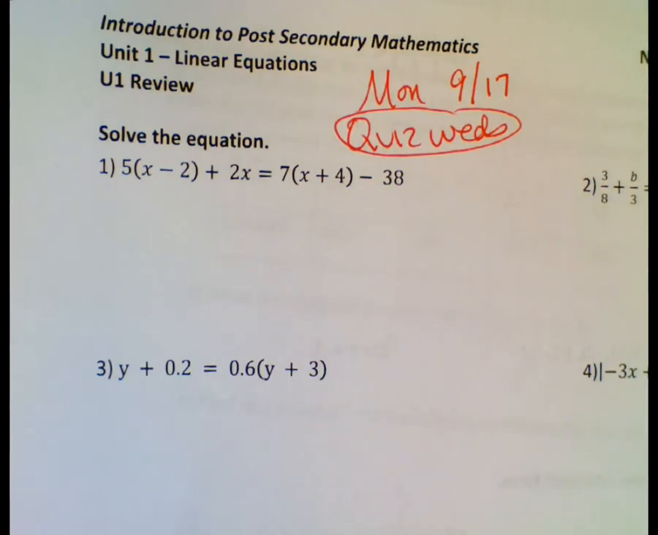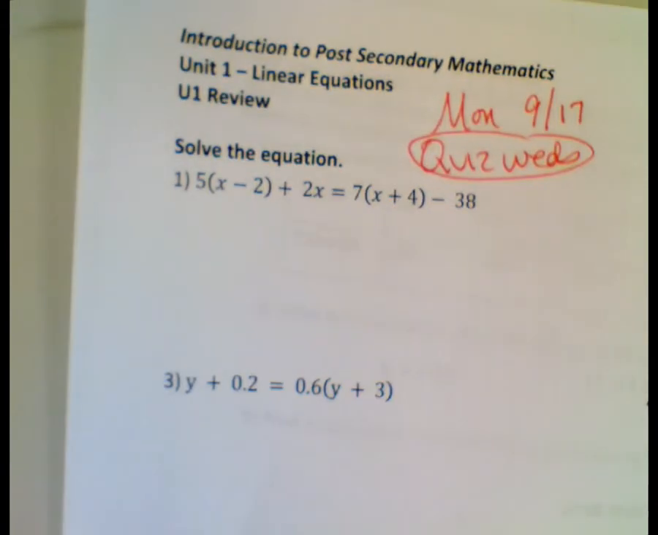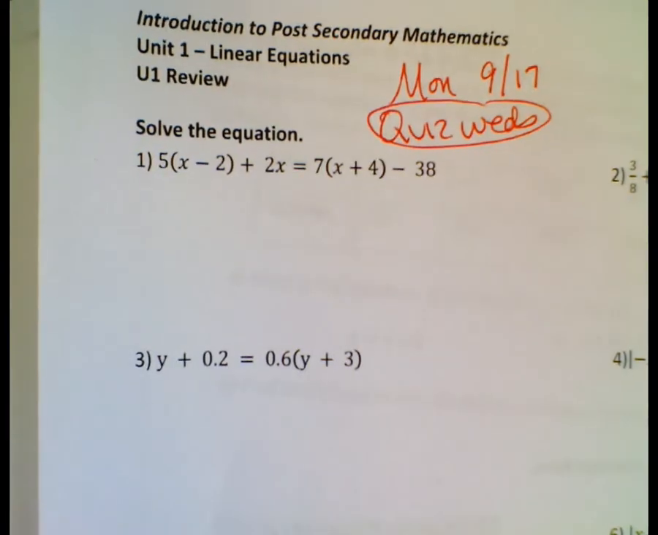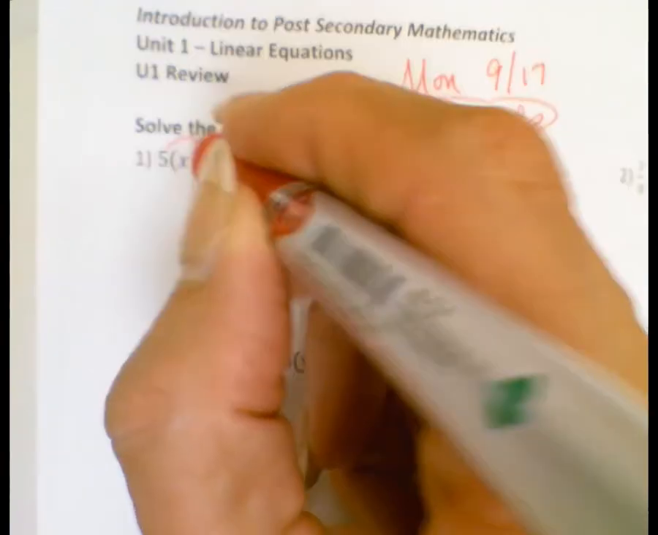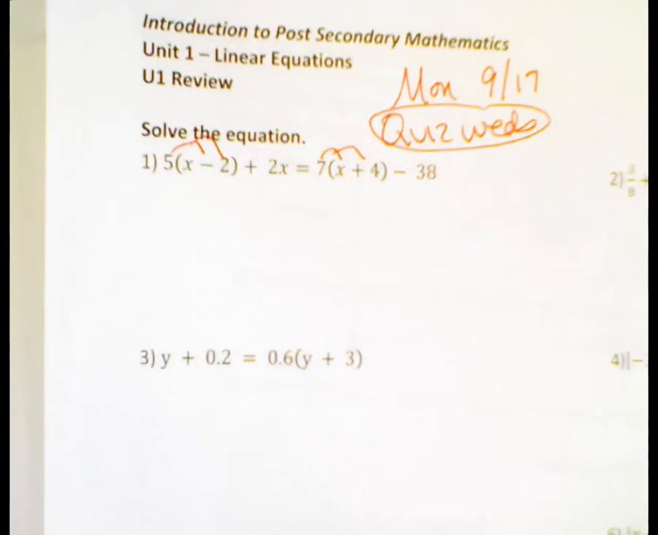All right, so number one, we're solving the equation, trying to get x by itself. So there is some simplifying to be done. Notice the left side has a lot of things going on, and so does the right side. So we have some distributing to do on both sides. So we're taking care of that right off the bat.